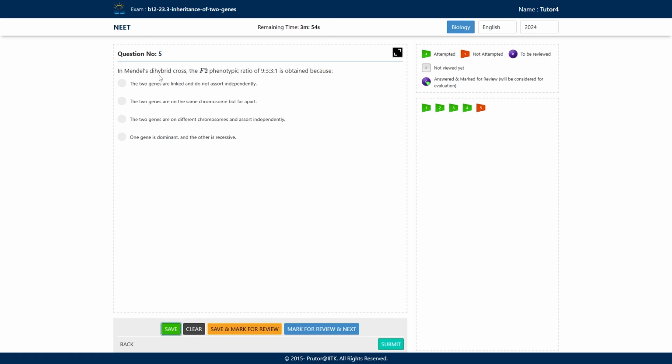Now next, in the Mendel dihybrid cross, the F2 phenotypic ratio of 9:3:3:1 is obtained because, so typically in the F2 generation in the dihybrid cross, 9:3:3:1 ratio is observed. Why is this ratio observed? Option A, because the two genes are linked and do not assort independently. Option B, two genes are on the same chromosome but far apart. Option C, two genes are on different chromosomes and assort independently. And option D, one gene is dominant and the other is recessive. What will be the correct answer here?